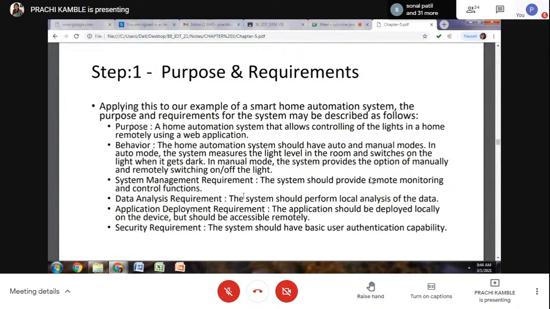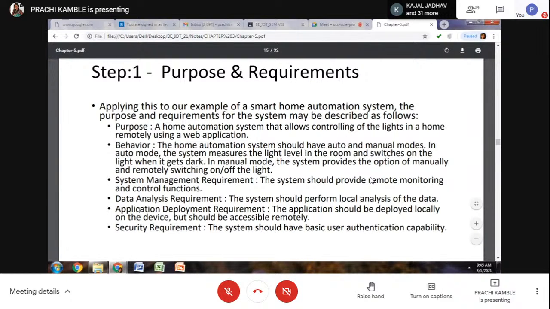Then system management requirement is also important. That is, the system should provide remote monitoring and control functions. Then let's see data analysis requirement. So whatever data you are gathering, the system should perform local analysis of the data. Then application development requirement. In application development requirement, the application should be deployed locally onto the device, but should be accessible remotely. Okay, these are the requirements for your devices.